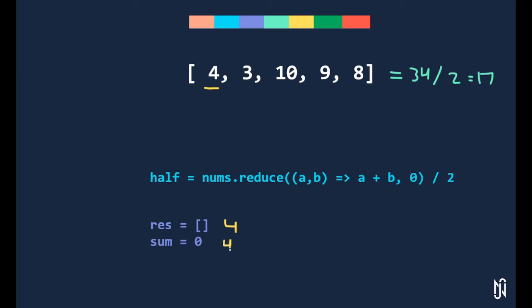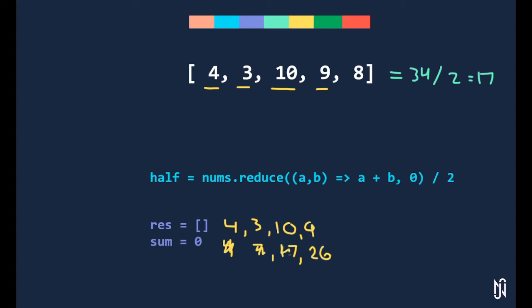So sum is now going to equal 4. Then on the next pass, we're going to add 3 to the result array, and then add it to the sum. So now sum is going to be equal to 7. Next pass, we add the 10. We add it to our result array, and then we add it to our sum, which is now equal to 17. 17 is equal to our half variable, which is also 17, but we're looking for a number that's greater. So on the next pass, we're going to take 9, add it to the array, and then add it to our sum, and this will give us 26.